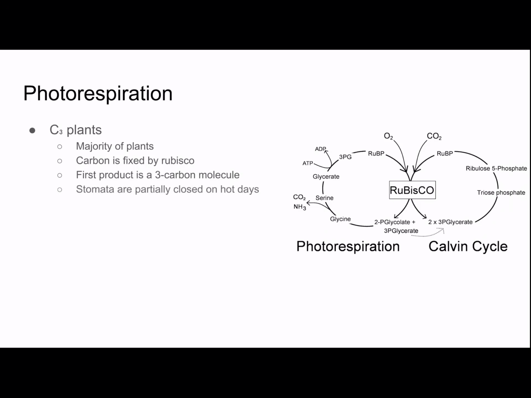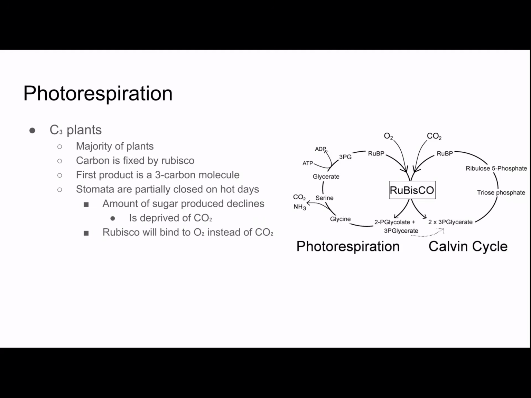But keep in mind that stomata will be partially closed on hot days. And that means that the amount of sugar produced will decline because the cell will be deprived of carbon dioxide, because stomata is where carbon dioxide will be able to enter the plant from.